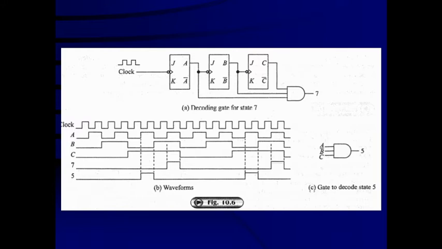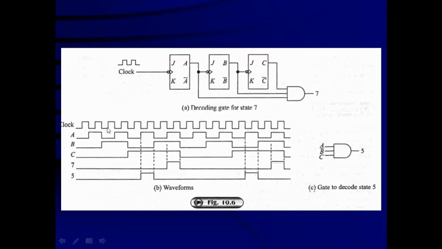Now, suppose you want to decode the state 7. So, here you have utilized the decoding gate, an AND gate. The output of C is equal to 1, output of B is equal to 1, and output of A is equal to 1. Then and then only the output of this gate is going to be high. That way, it is going to be decoding the state number 7. The same thing you can see in the waveform also here.